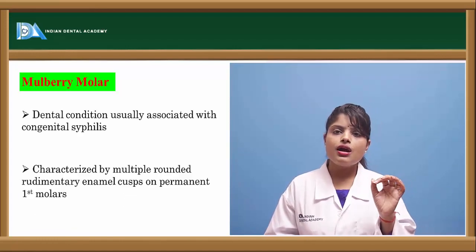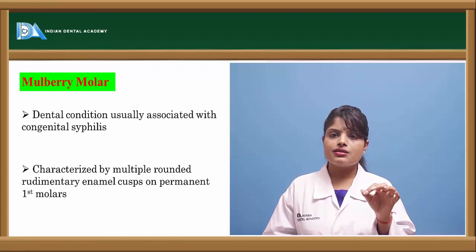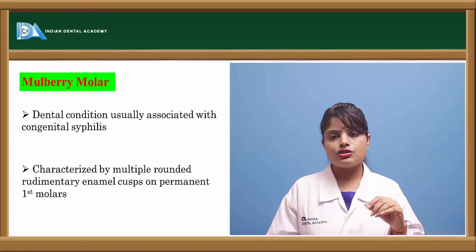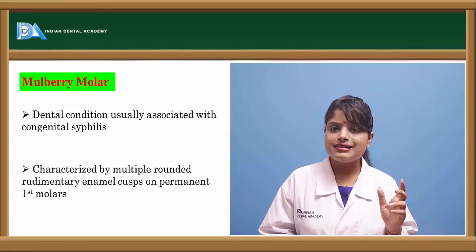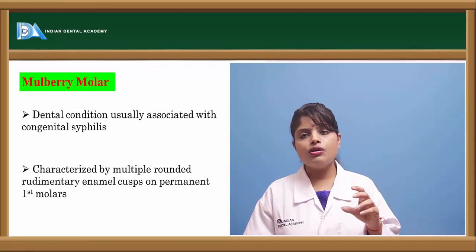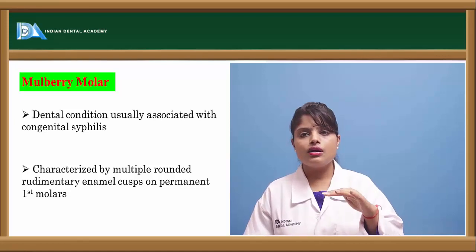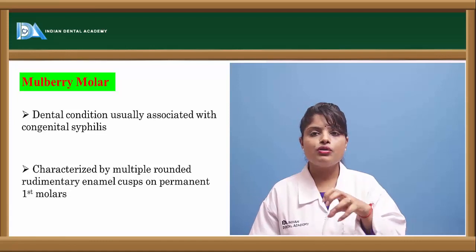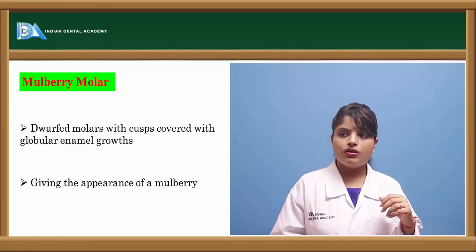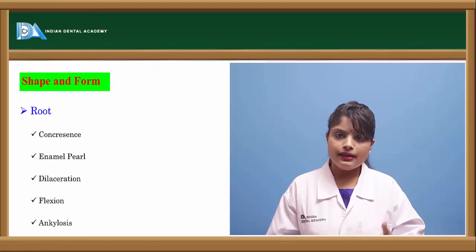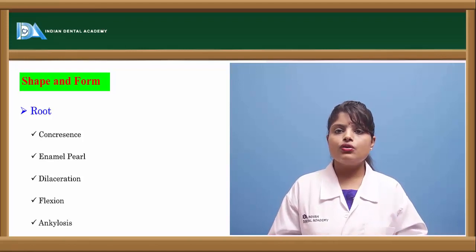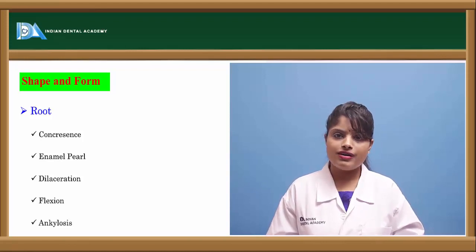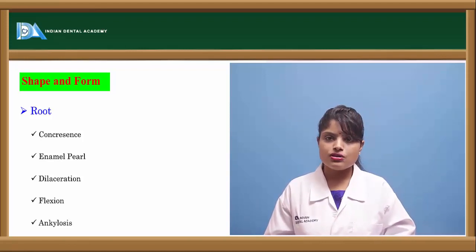They can be restored artificially by composite resins or veneers. Then comes the mulberry molar, which is also a feature of congenital syphilis. In mulberry molar, the occlusal surface of the molar is full of tiny cusps or tiny protuberances or globules, which give it the appearance of a mulberry fruit. Then the variation in the shape of the root can be either concrescence, dilaceration, flexion, or ankylosis.